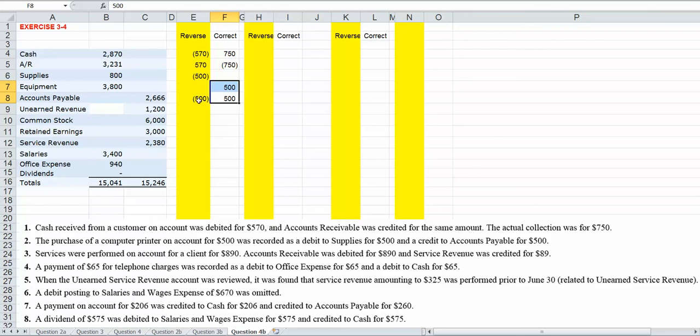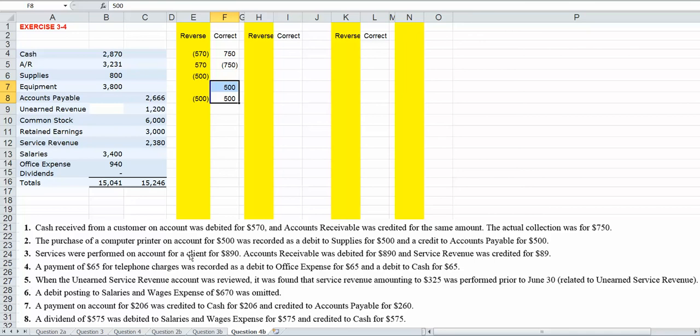So notice we really didn't need to do anything with accounts payable, but generally what I find easiest is when we make an error, just completely reverse the entry that was wrong and then record the entry as if we had done it correct from the very start.